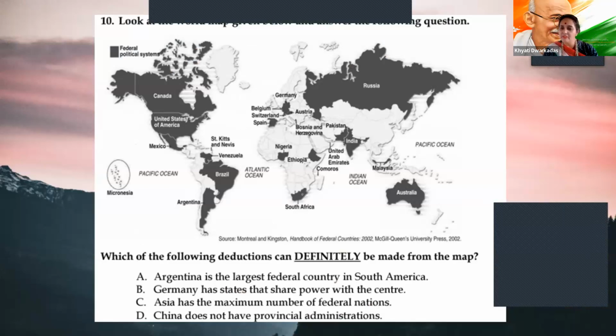Which of the following deductions can be made from the map? And the correct answer is B. Germany has states that share power with the center. Why do we choose this over China? Many students may decide to choose China, but why do we choose Germany? Because this is a federalism map, and we are focused on federalism, not on China.